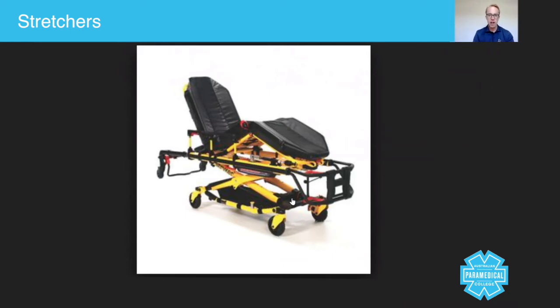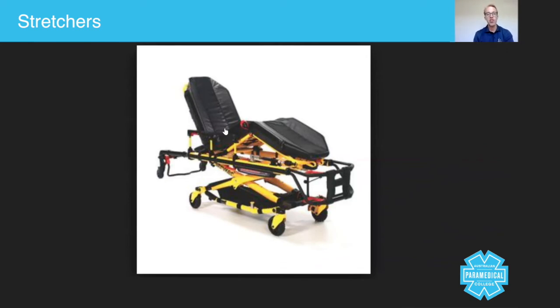Stretchers have a range of functions, including raising and lowering. As you can see here, there's a position for a patient to have their legs bent for abdominal injuries and for abdominal pain. You can raise the back, you can lower the back, you can raise the legs if there's signs of hypovolemia or low blood pressure. There's storage space under here for the oxygen canisters and other bits and pieces. There are straps to strap your patient into the stretcher to make sure that they're nice and safe.